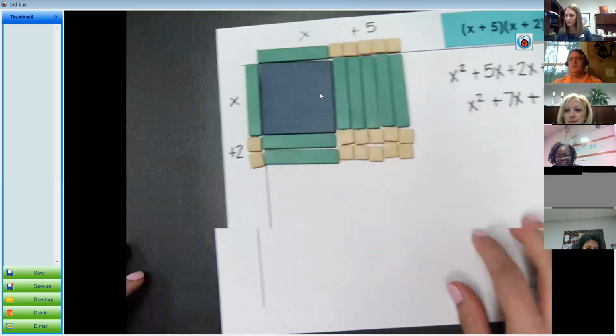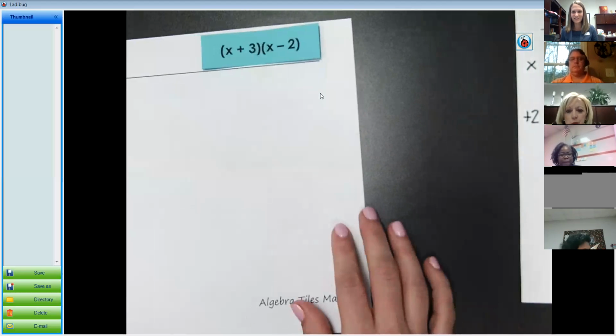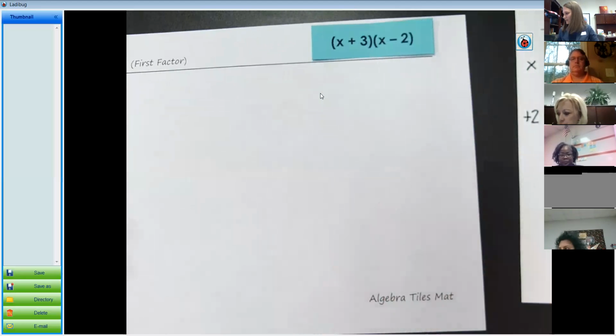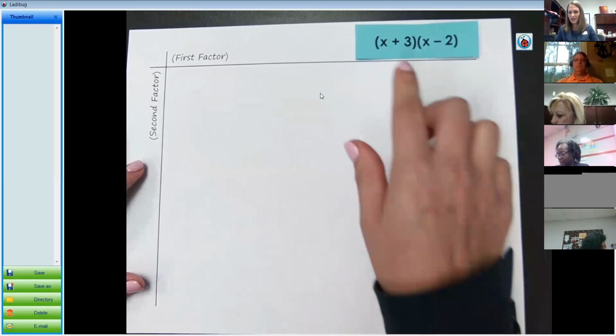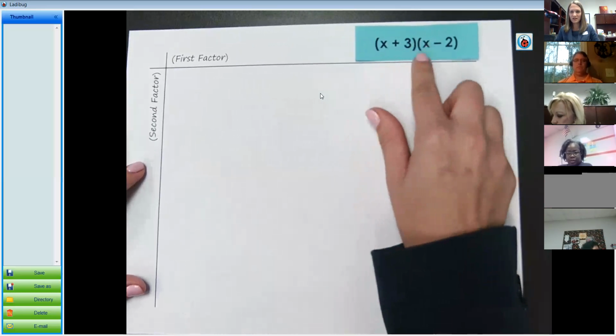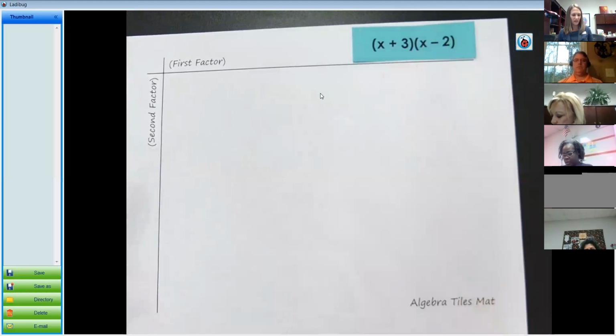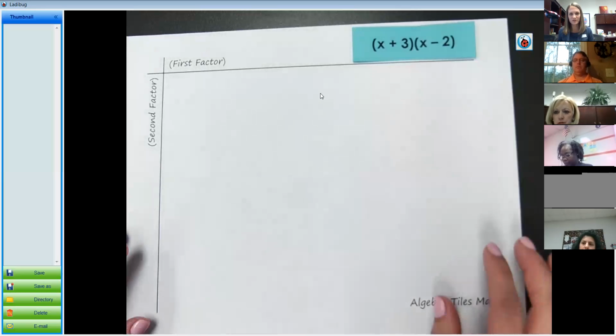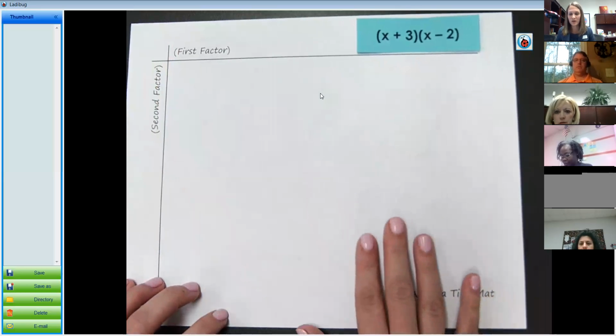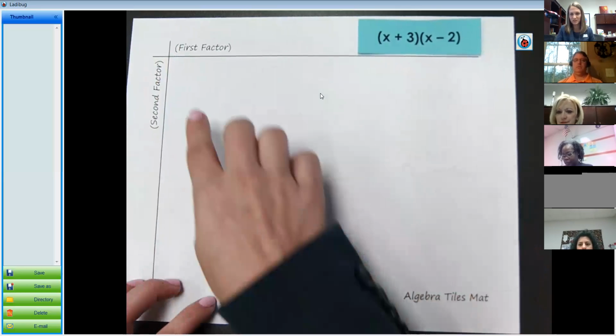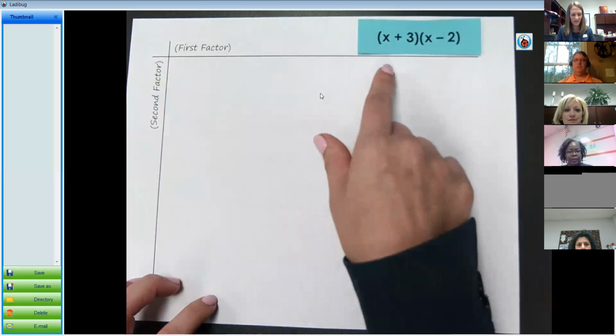All right, so I'm going to do one more with you, but I'd like you, if you have your algebra tiles, we can do it together, okay? So in this example, let's look at x plus 3 and then x subtract 2. So the quantity x plus 3 times the quantity x minus 2. So if you have algebra tiles, then you can build this. Now, I'll even share this mat if you want just to have the template. It's just a basic, I just made a line and a line.